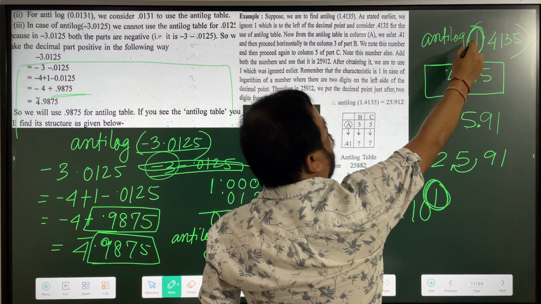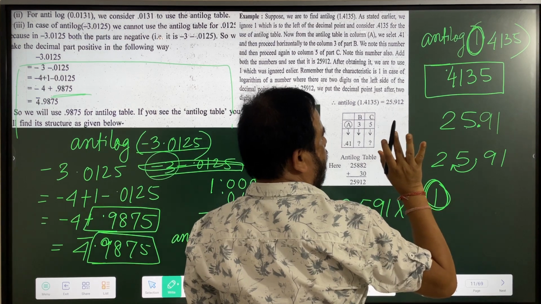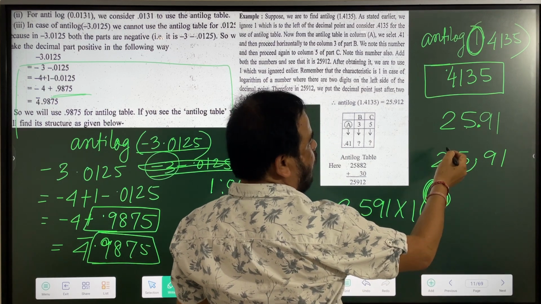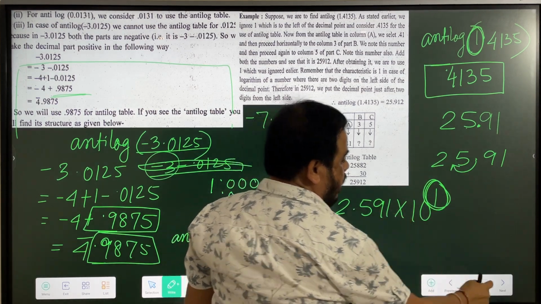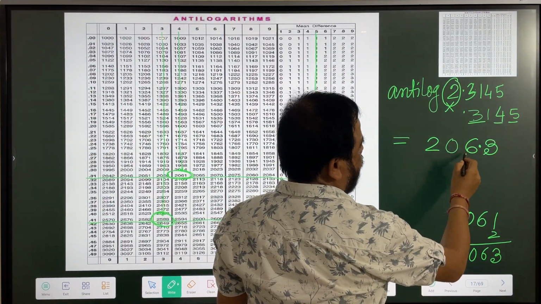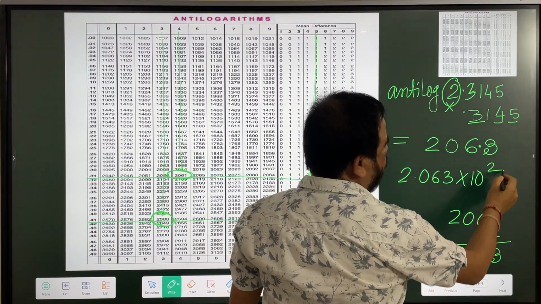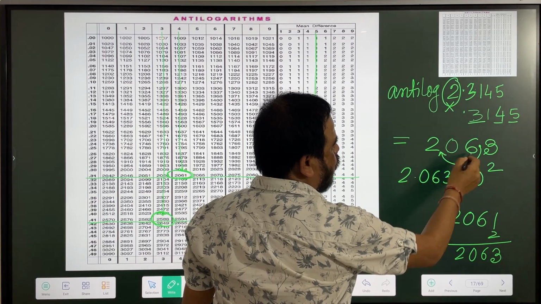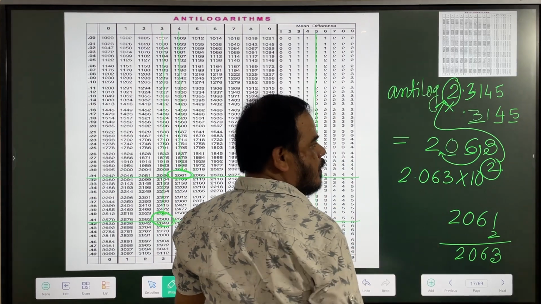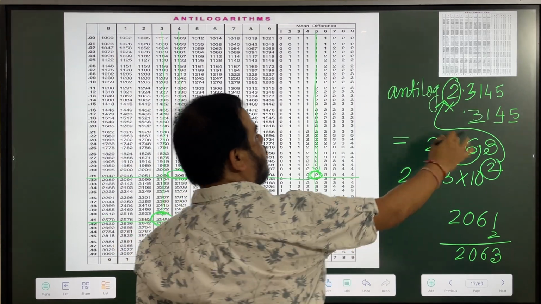Here the characteristic is 1, so after 2 digits we put the decimal. I hope you understand. The decimal depends on the characteristic. Why? Because if we want to make it standard form, we have 2.063 into 10 to the power 2. The decimal moves 2 digits, so 10 to the power 2, and 2 is the characteristic. That is why the decimal will be in this place. I hope you understand why the decimal is in this place. I have explained it.